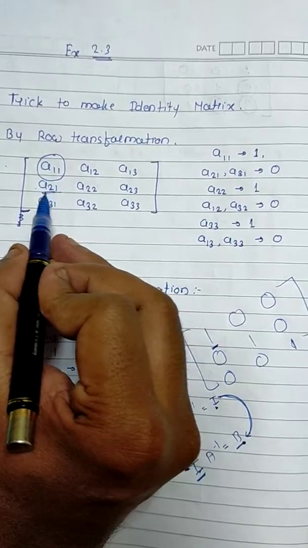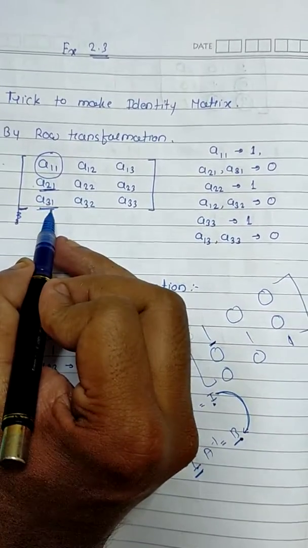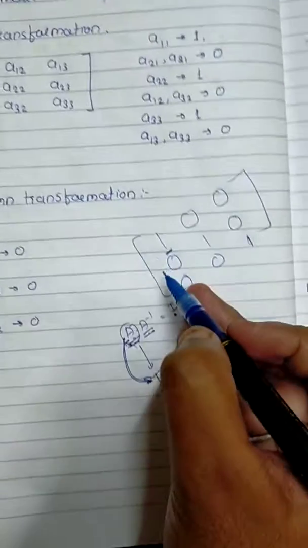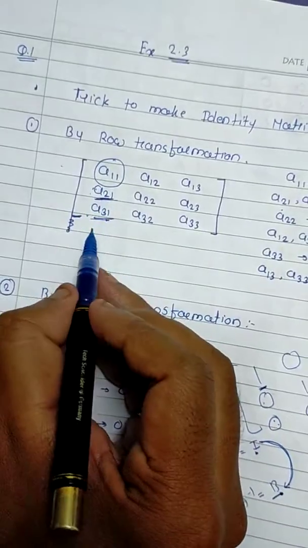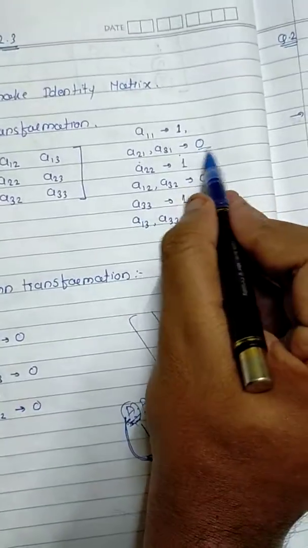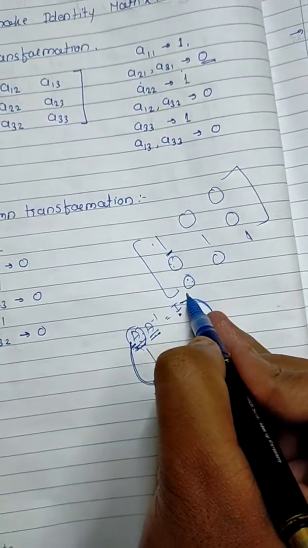What is there in R2? A21, A31, these two, what do you want them as? You want them as 0. So the second step would be A21 A31. Look, A21 A31, these two you are going to make it as 0. That means 1 0 0 we are done with.